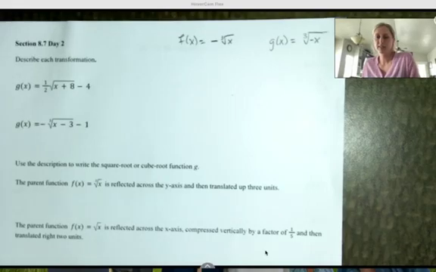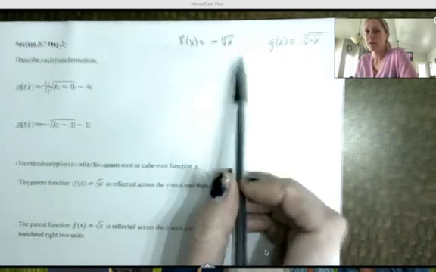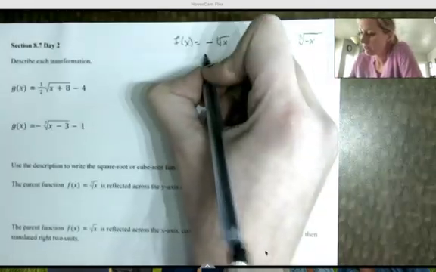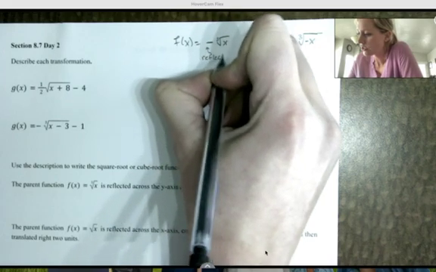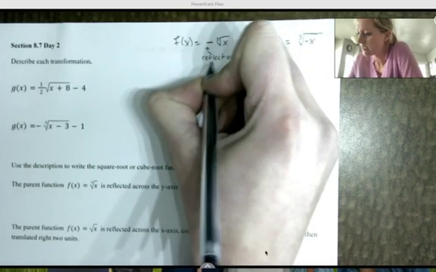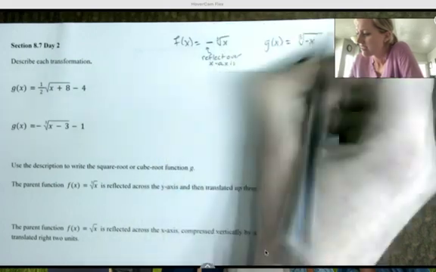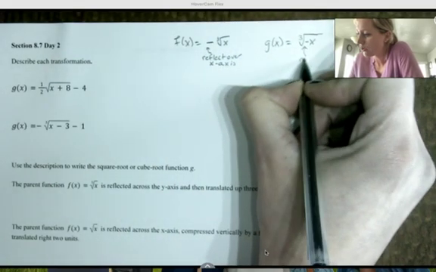In this video 8-7 day 2, we're going to graph a couple more, but we're going to look at how to describe the movement of a function given the equation. One thing I want to point out, remember these negatives mean a reflection. When it's out front, it's a reflection over the x-axis. If it is inside, it's a reflection over the y.